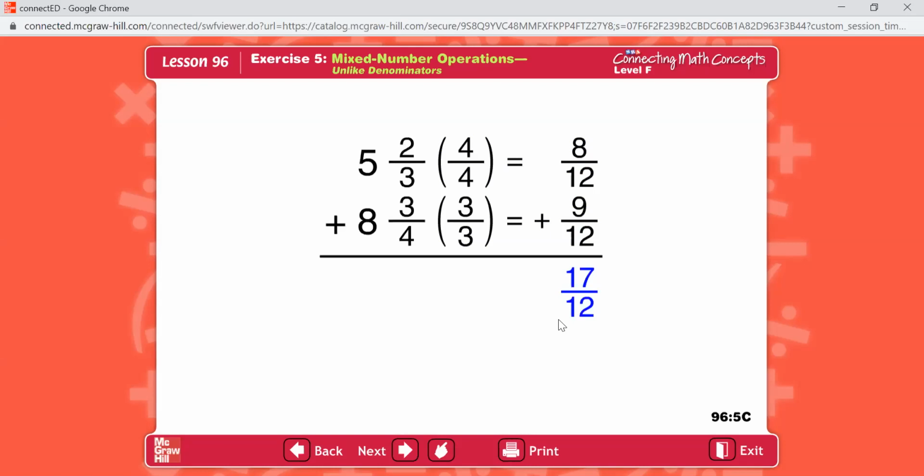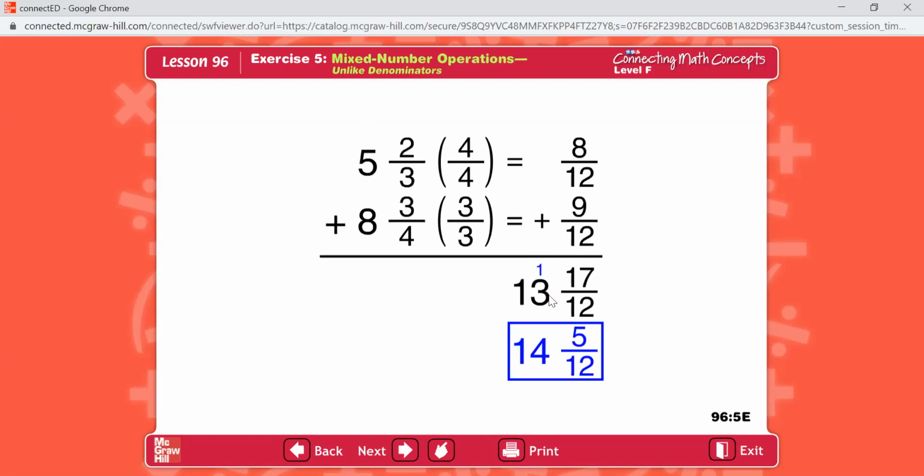So 8 plus 5 now is 13. Now, notice we have a top-heavy fraction right here, giving us a whole number. We have 12 over 12 in here. So what we can do is move that over. We're going to move 12 over 12 over here, giving us 1 whole.